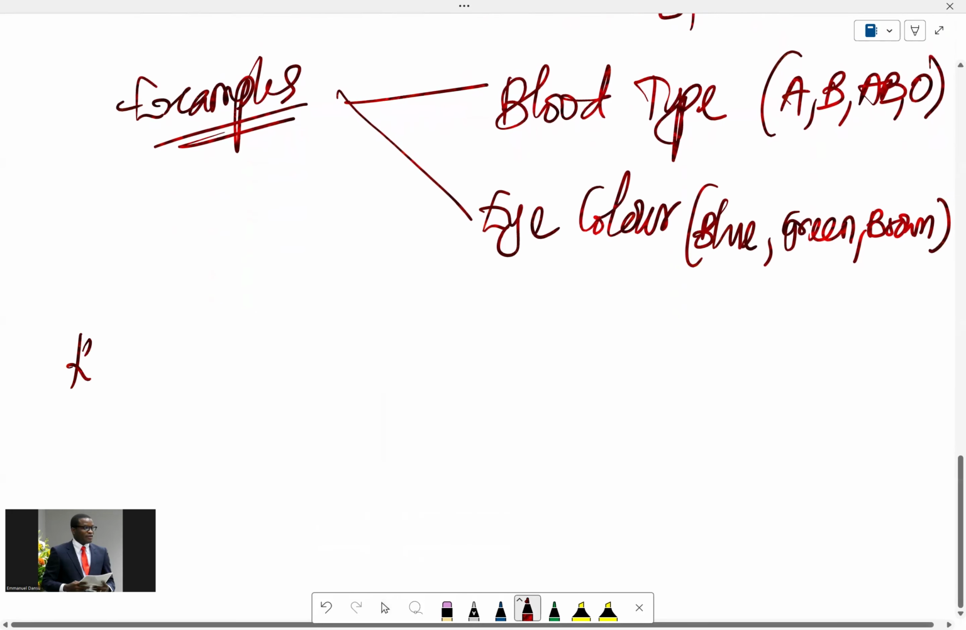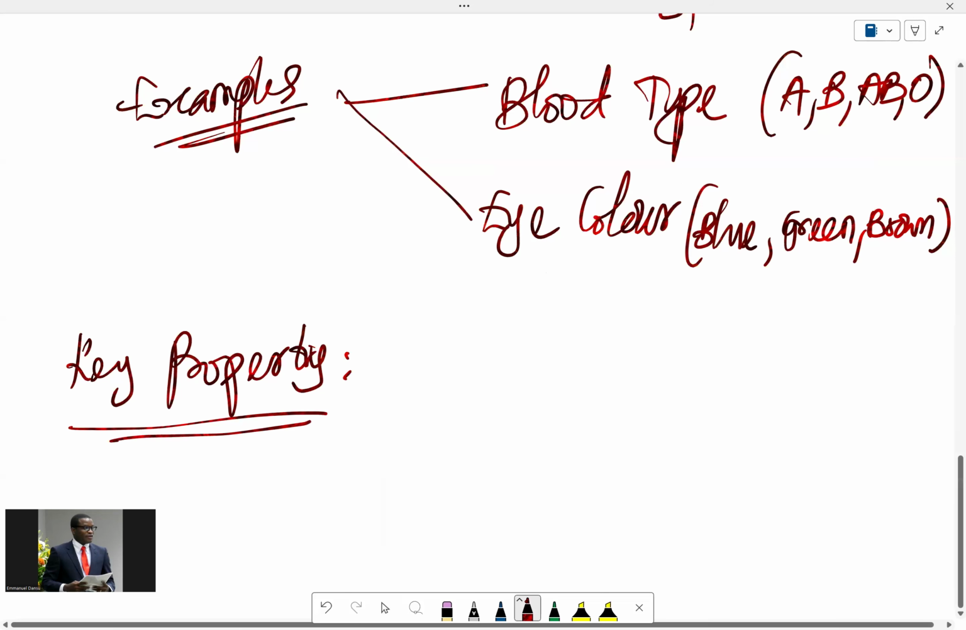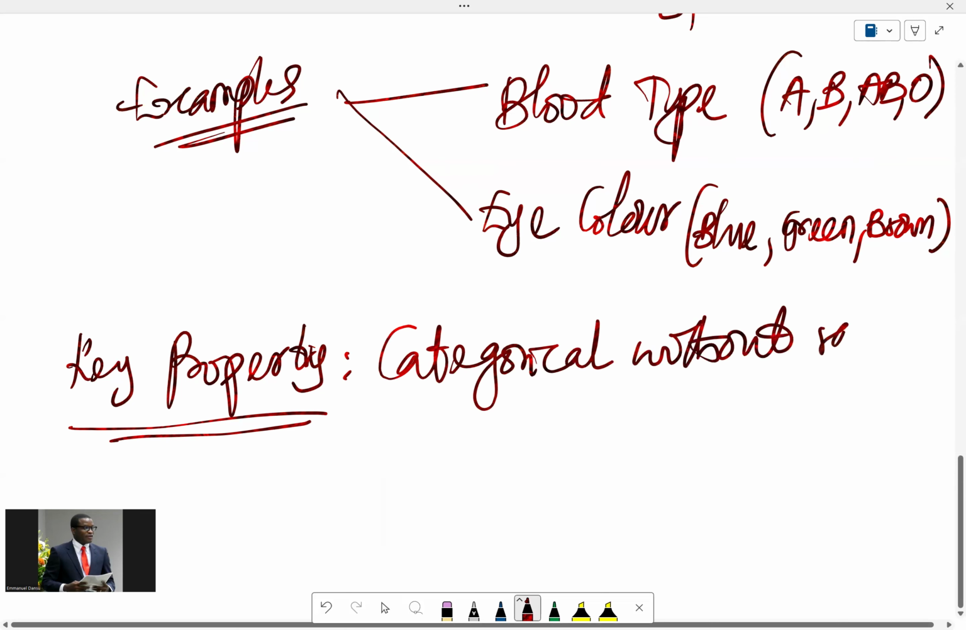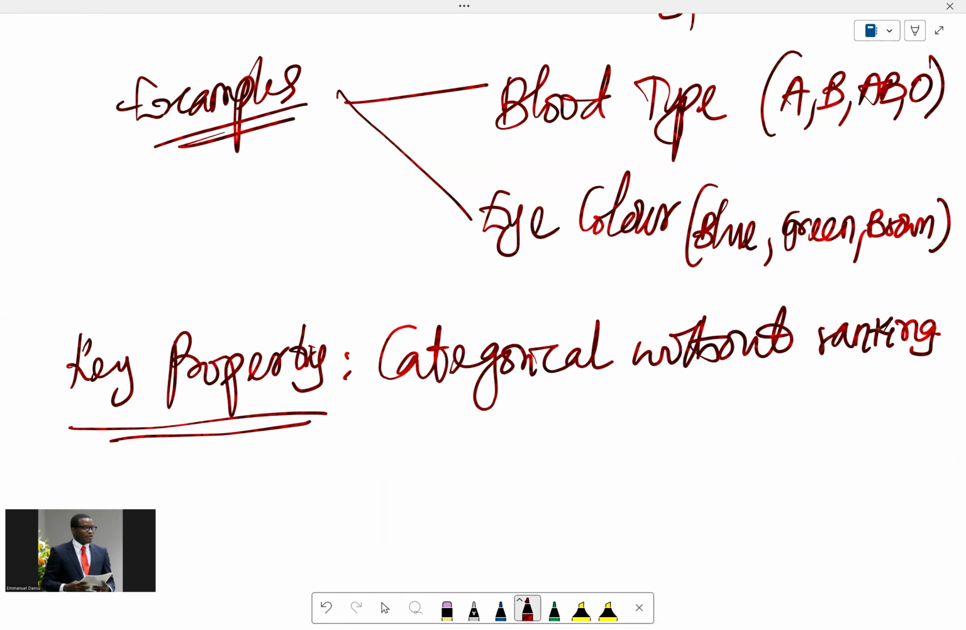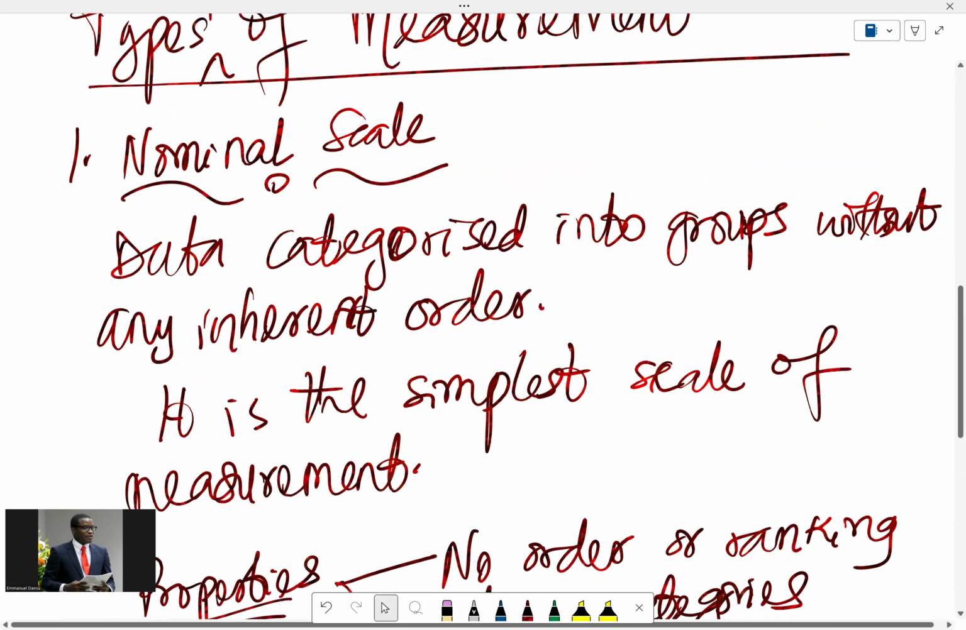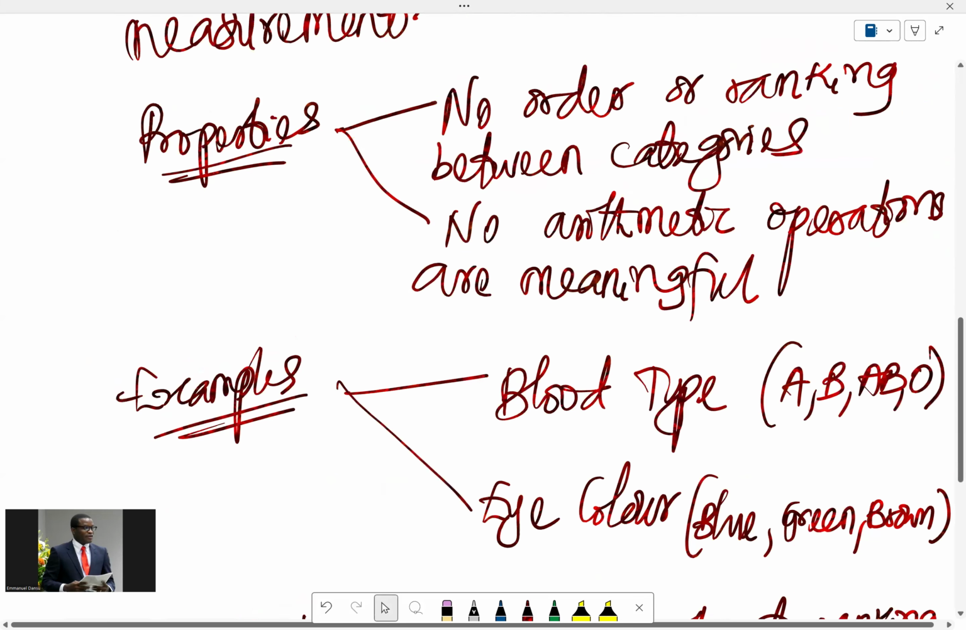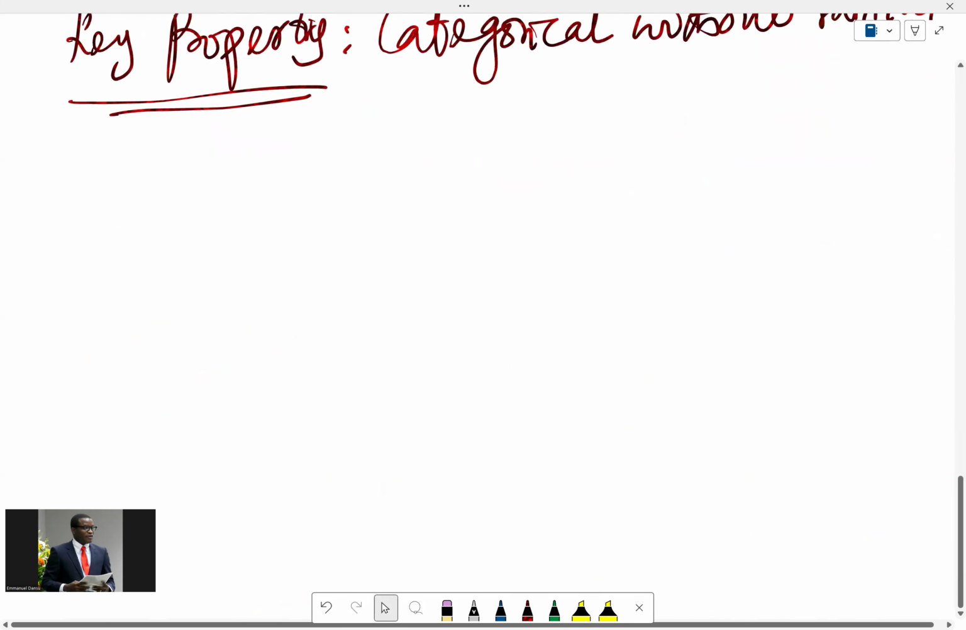So the key property of nominal scale is that it is categorical without ranking. Categorical meaning that it's non-numerical. No ranking. You can't say A is better than B or B is better than A or something. No, there's nothing like that as far as nominal scales are concerned. So that goes.